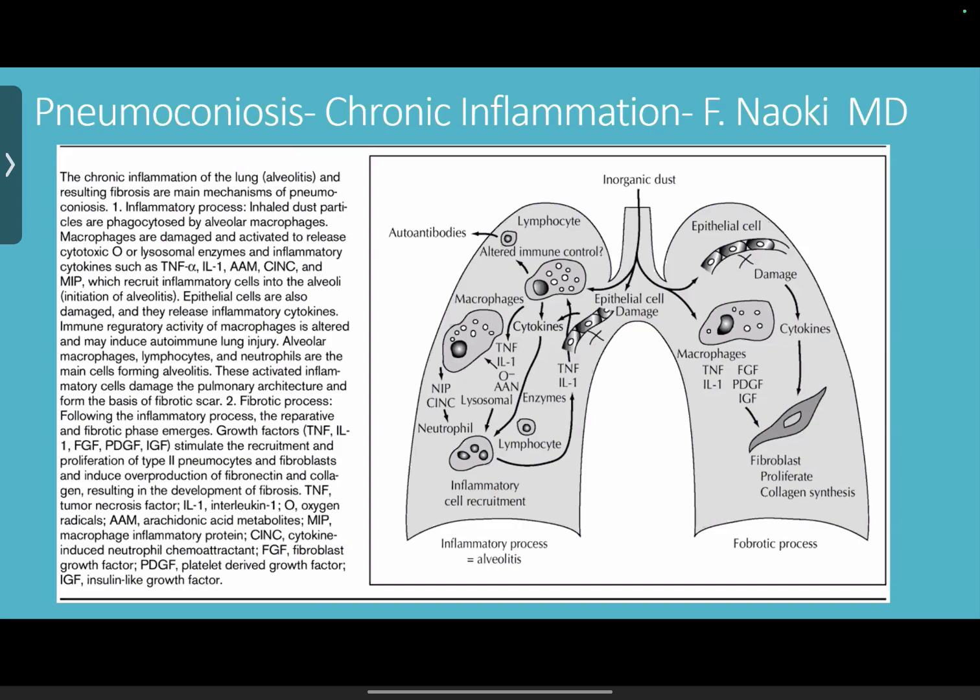As you can see here, it's a very complex chart, and obviously I don't understand much of it because it's all immunological, but this is a paper that you may refer to, to look at the exact immunological occurrences with the cytokines and macrophages, et cetera, that occur in the inflammatory process going on in the lungs.